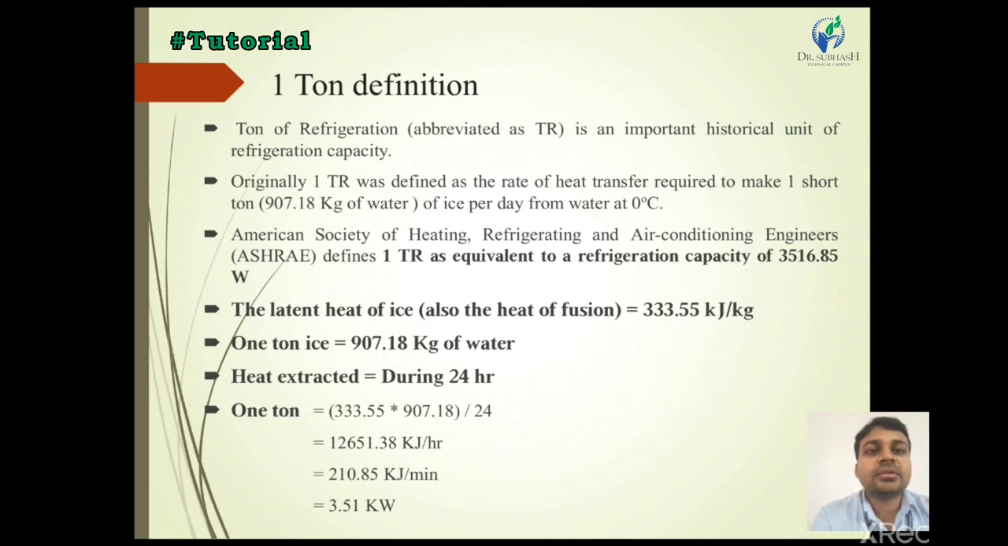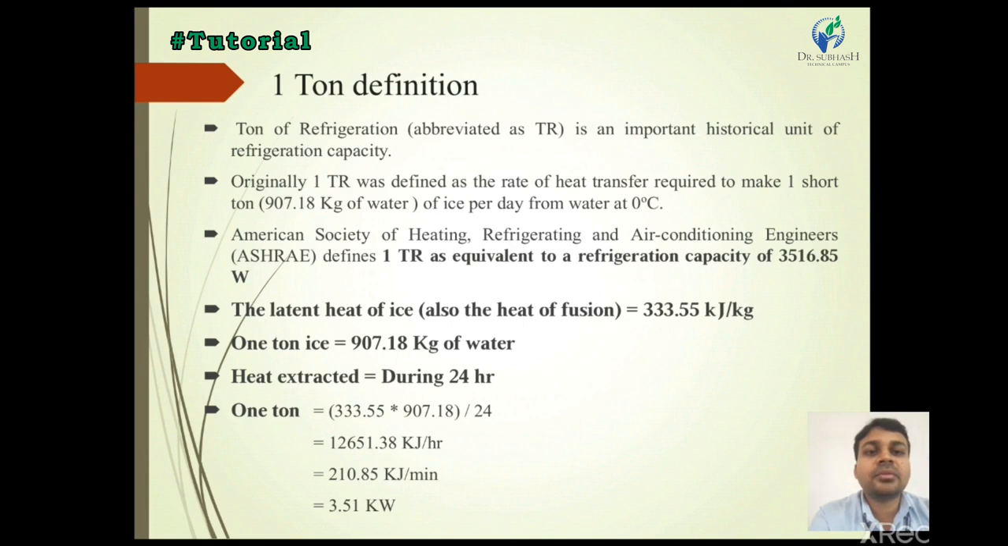If we consider the latent heat of ice as 333.55 kilojoule per kg, then we have to consider 1 ton of water. Usually 1 ton of water is equal to 907.18 kg of water. For a pure condition we have to consider 907.18, not 1000 kg of water. This is the heat extracted from the water during 24 hours.